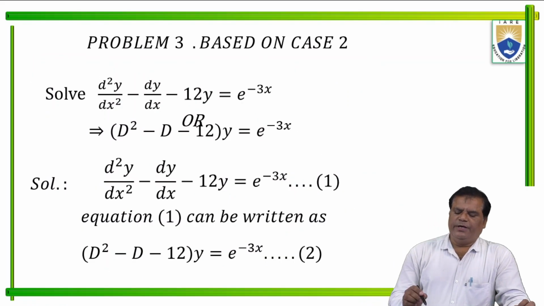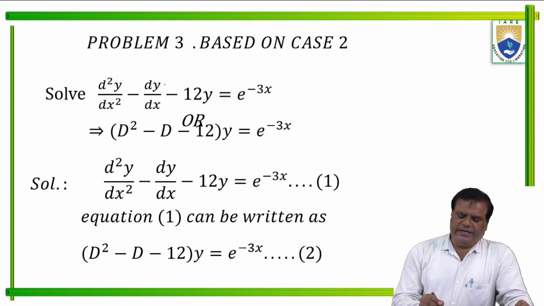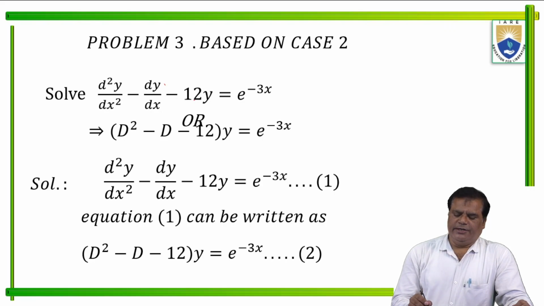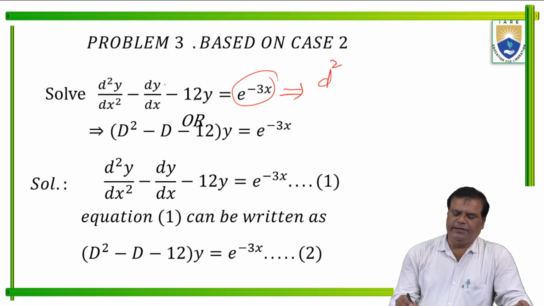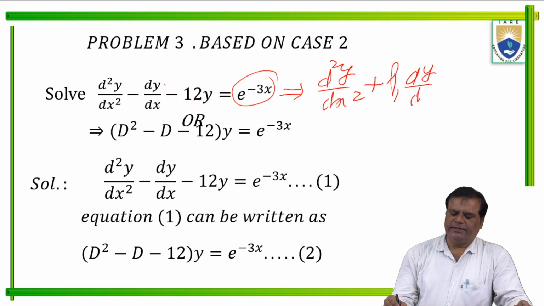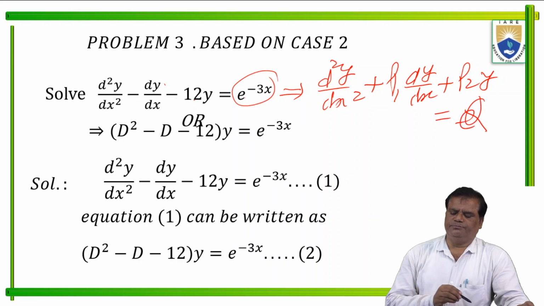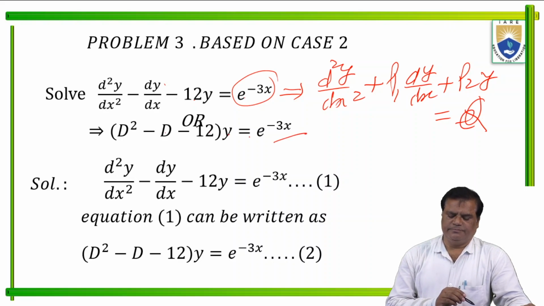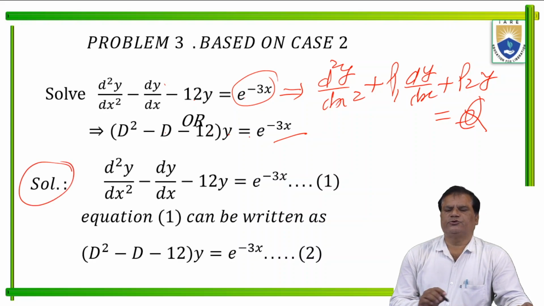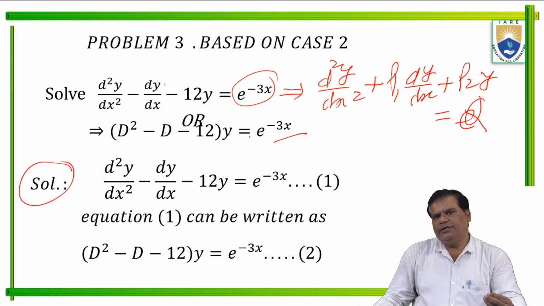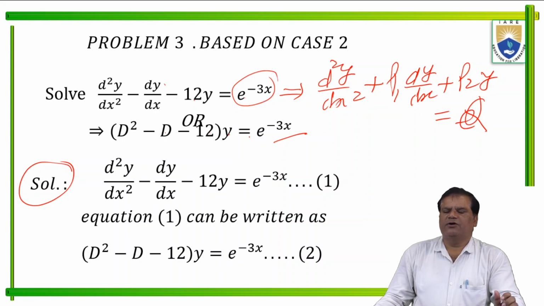Now problem 3 based on case 2. d2y over dx2 minus dy over dx minus 12y equal to e to the power minus 3x. This is the general equation. Here I am writing d2y over dx2 plus p1 dy over dx plus p2y is equal to Q. So this is the same as this equation. This equation can be written as D square minus D minus 12, y equal to e to the power minus 3x. Now we are solving this equation. This problem 3 is a linear differential equation with constant coefficients.